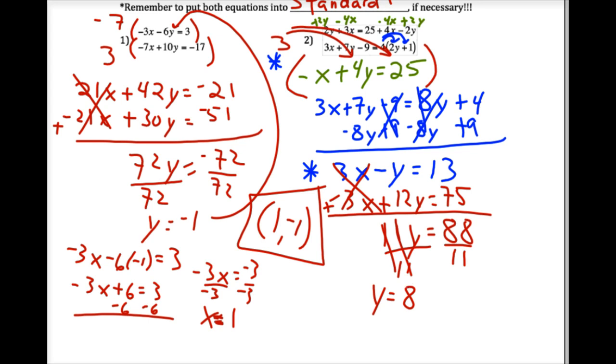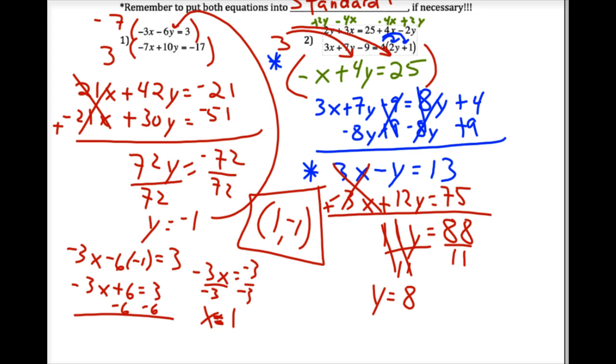Guys, you got to make your lives a little bit easier. Listen. Which equation do you use to figure out what x is? The simplified one. The first one we put in standard form. That's what I would use. 3x minus y equals 13. Yeah, that would probably be the easiest.